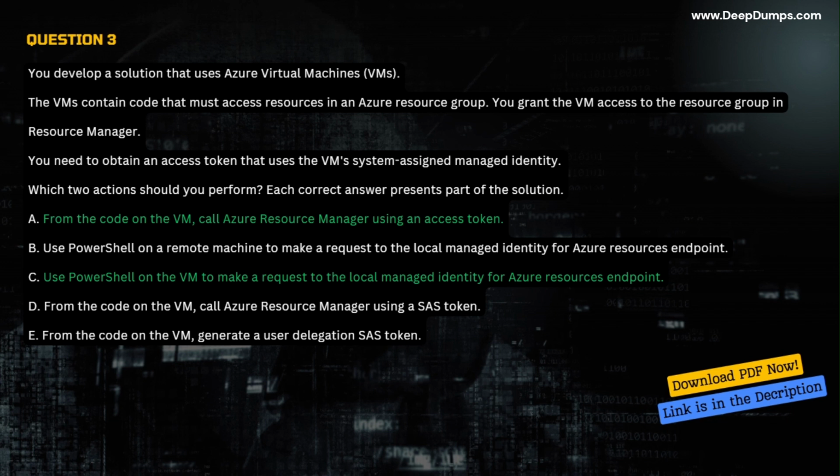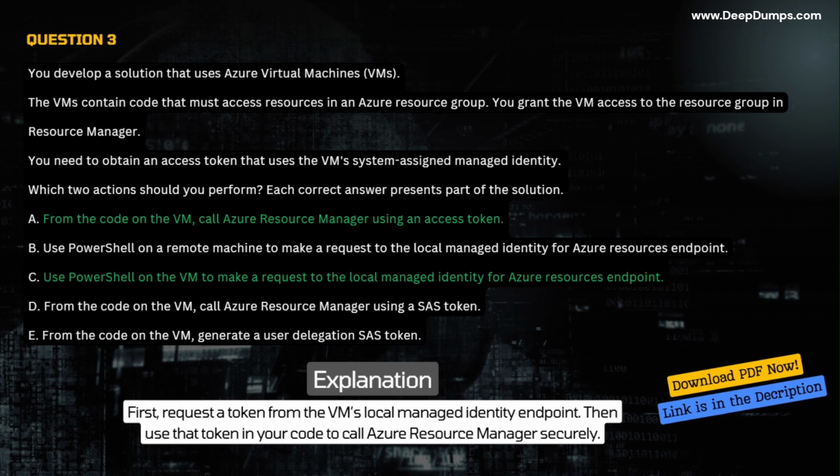Correct answer A and C. From the code on the VM, call Azure Resource Manager using an access token. Use PowerShell on the VM to make a request to the local managed identity for Azure Resources endpoint. Explanation. First, request a token from the VM's local managed identity endpoint. Then use that token in your code to call Azure Resource Manager securely.